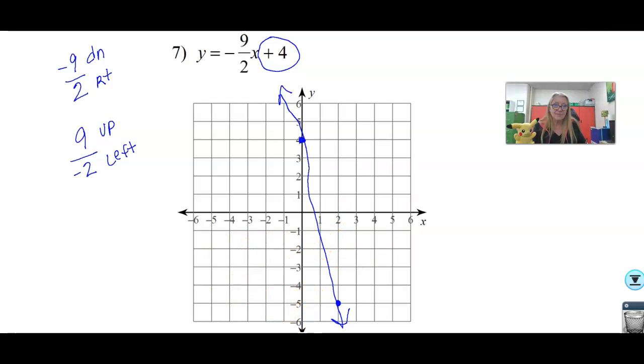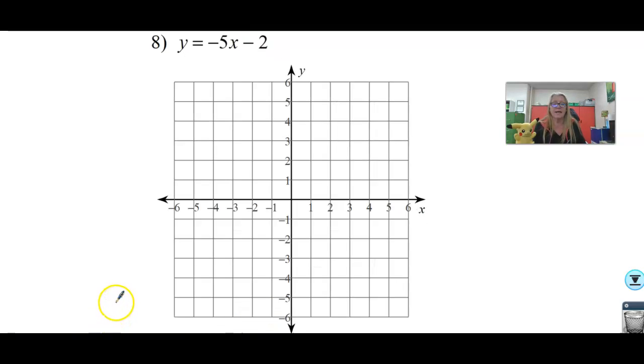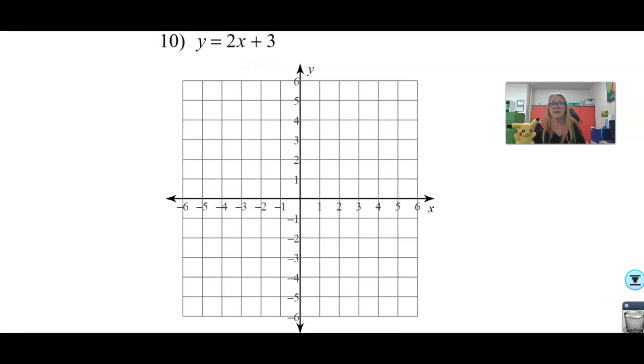Okay. So at this point, I'm going to ask you to graph a few of these yourself. Okay, I want you to do 8, 9, and 10. Don't do 11 and 12 because I'm going to do 11 and 12. But I want you to do 8, 9, and 10, and you're going to do those in class, and I will look at them and see that you're doing them correctly. Okay, so here's 8, here's 9, and here's 10. Those are for you to graph.